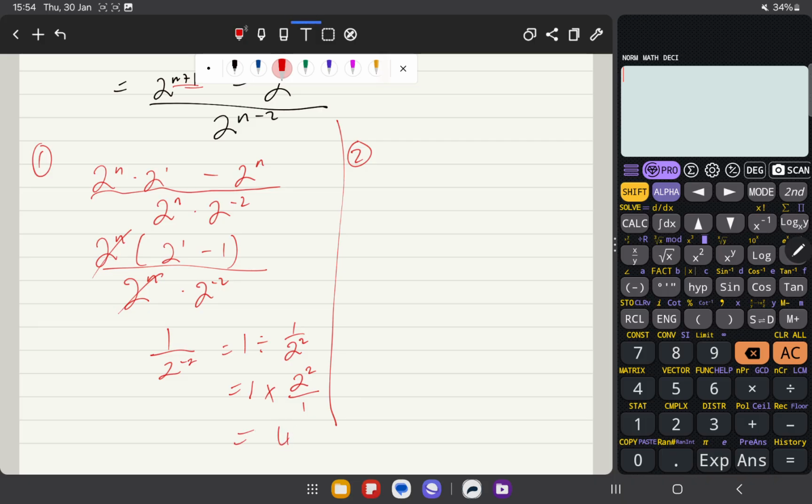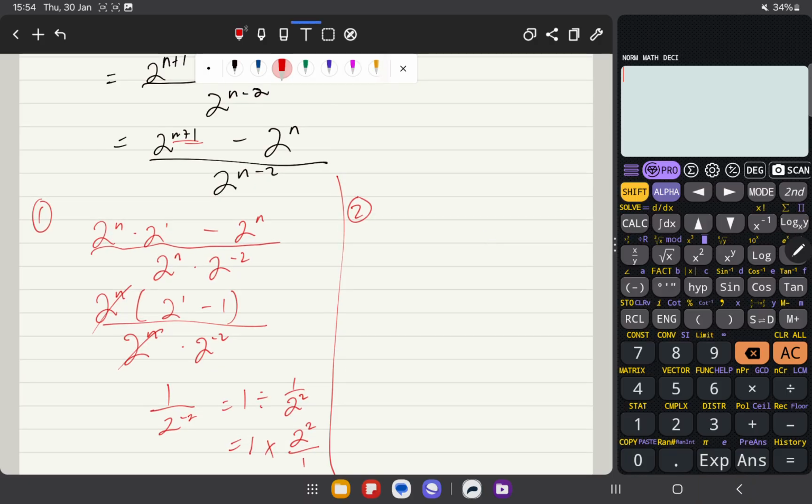That's the first person. The second person can say, okay, I'm not going to break anything down, but I'm just going to use the rules, right? So what does the rule say? You have the same base and you divide, you subtract the exponent. So I'm going to do just that. 2 to the n plus 1 minus n minus 2. Then minus 2 to the power of n minus n minus 2.